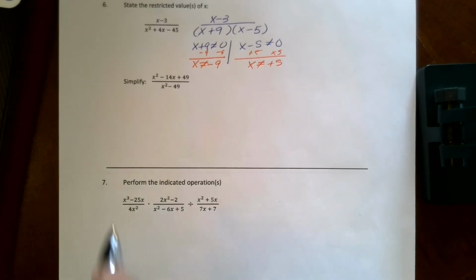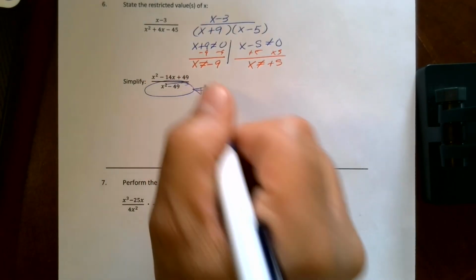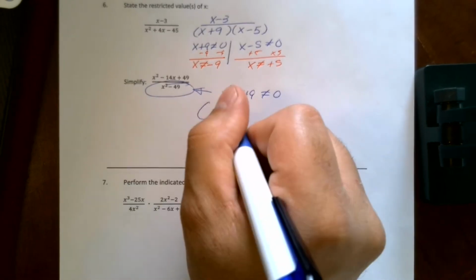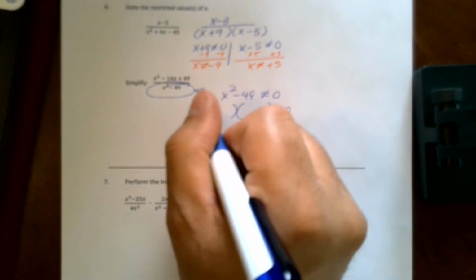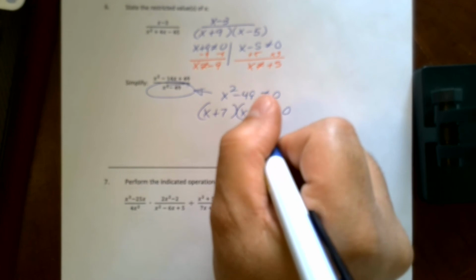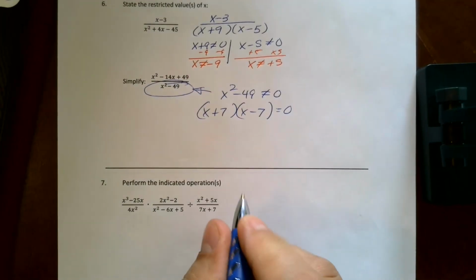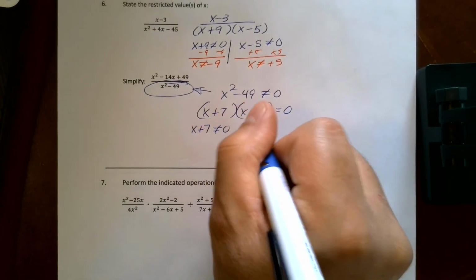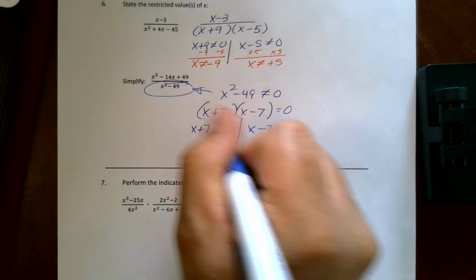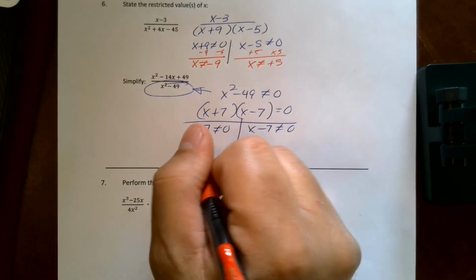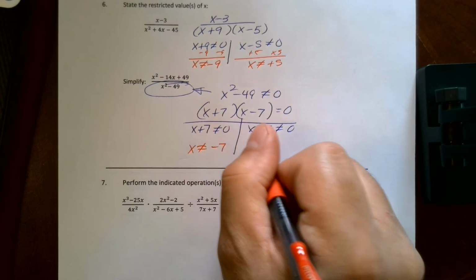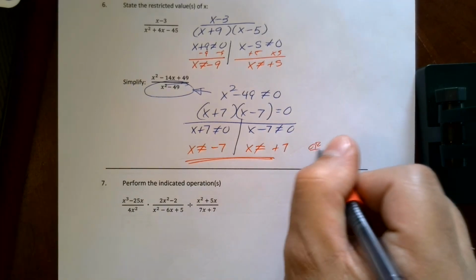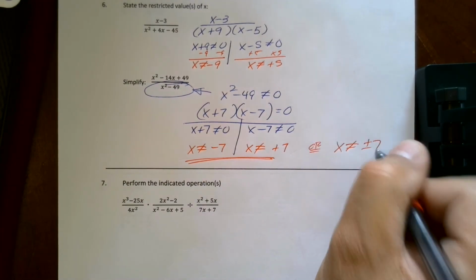This next example is exactly the same. This is the difference of two perfect squares. So I'm going to have x squared minus 49. This denominator cannot be equal to 0. So I'm going to factor it. It's the difference of squares. So x plus 7, x minus 7. Right? So that means x plus 7 can't equal 0, and x minus 7 cannot equal 0. Therefore, x cannot equal negative 7, and x cannot equal positive 7. Or you could write that as x cannot equal plus or minus 7.